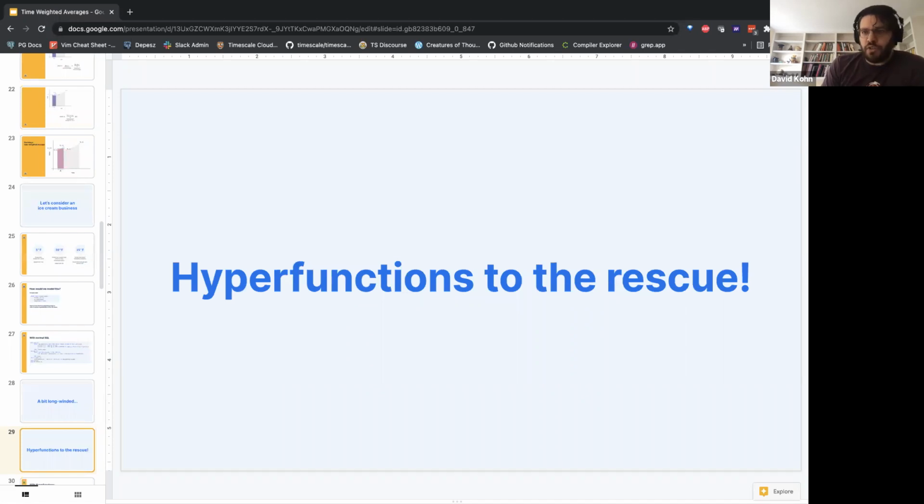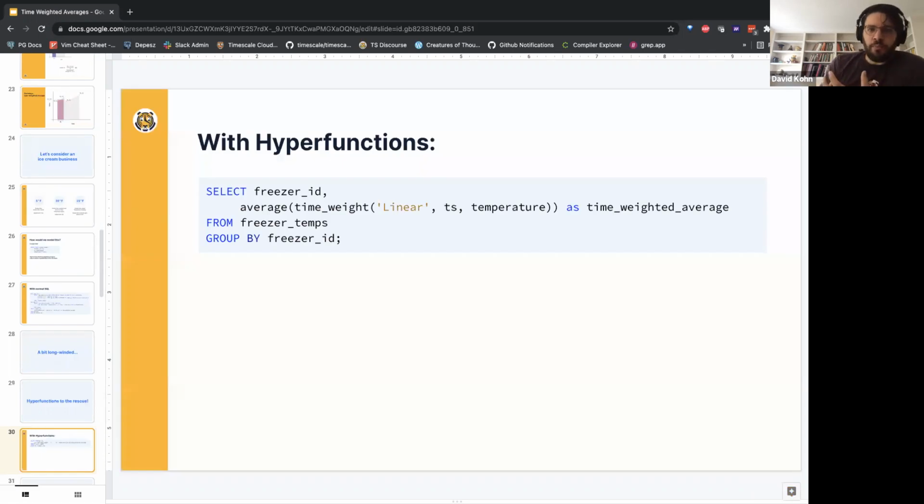So hyperfunctions are functions that are made to solve these sorts of complex problems that should be easier. So this is how we implemented it. We have an aggregate that's going to do all of that weighting for us. It's going to produce basically the weighted sum, which is basically equivalent to the area under the curve. And then we're going to take an average of it. And the weighting here is linear. That's because we're basically doing linear interpolation between the points. That's why we got that trapezoid rather than a square. So this is what it's going to look like in a hyperfunction. It's much simpler.